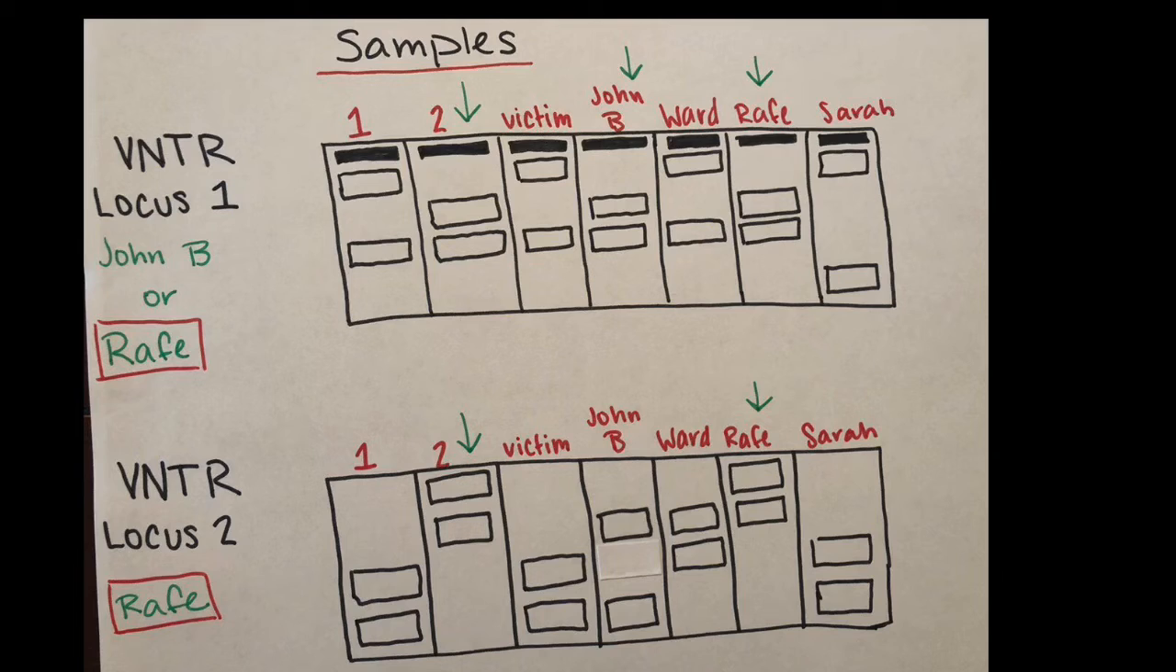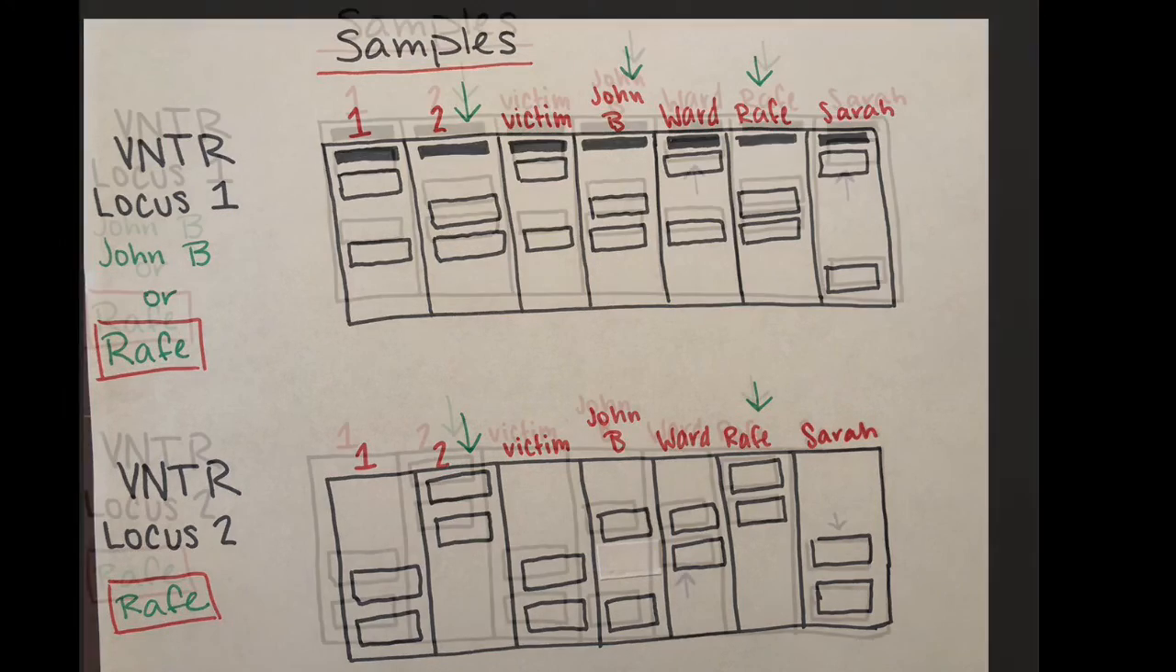At locus 1, sample 2 matches both John B. and Rafe. As before, we can cross out everyone else as they don't match exactly. At locus 2, the DNA sample only matches Rafe. This DNA comparison shows that Rafe matches both and was guilty of committing the murder of Sheriff Peterkin.